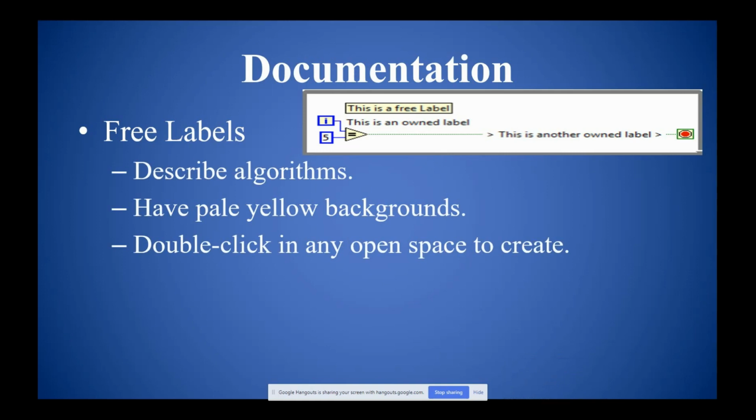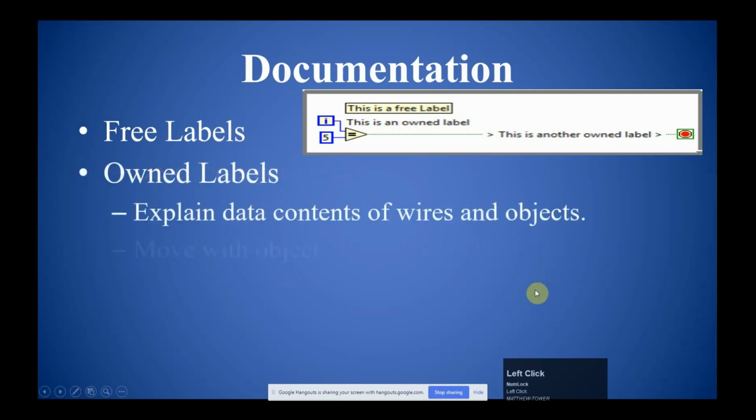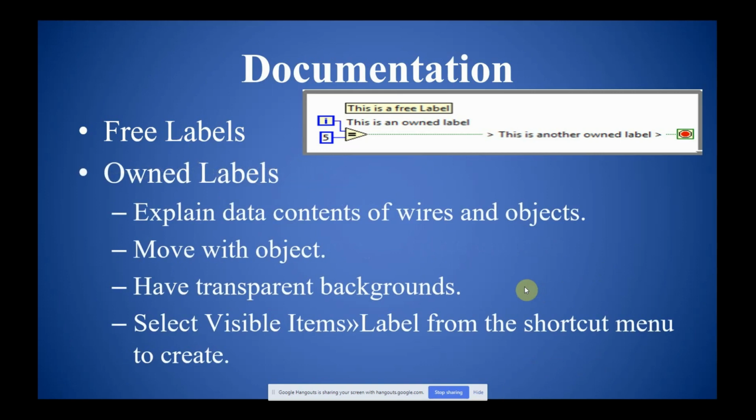Free labels have a pale yellow background and you double-click anywhere to create them. Owned labels help you explain the data. They move with the object, so if I click and drag this equal sign, this owned label would move with it, relative to it. And they have transparent backgrounds, and you get them by selecting and saying visible items, label from the shortcut menu.